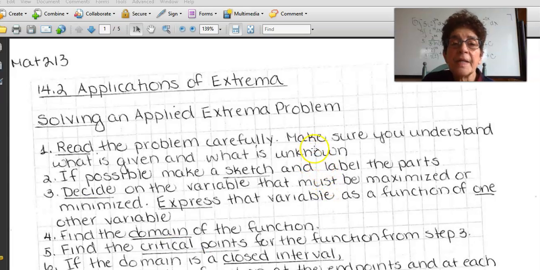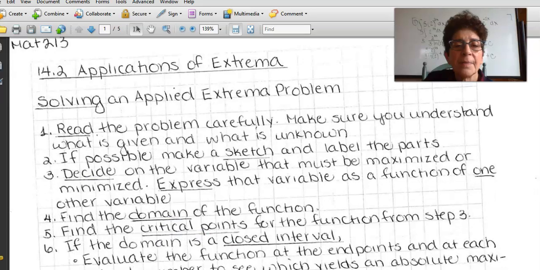Hi, this is a video in which we're going to discuss applications of extrema. In other words, when you use the calculus process to find a minimum or a maximum value, how do you apply that to a word problem or a real-world application? Let's review the process for solving an applied extrema problem.